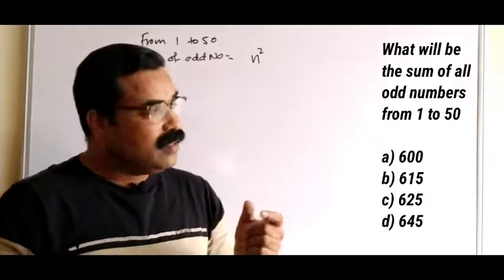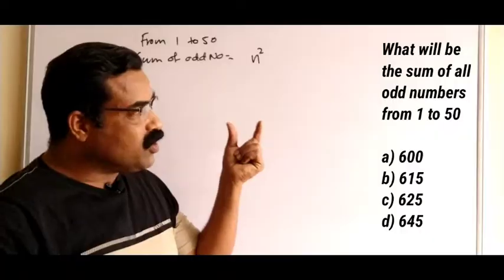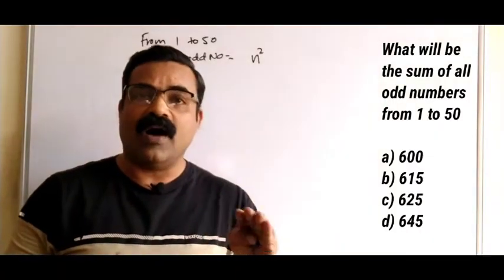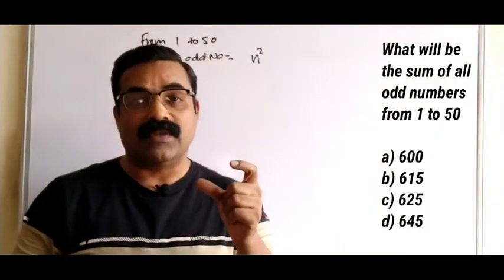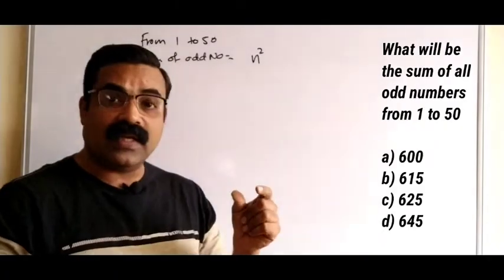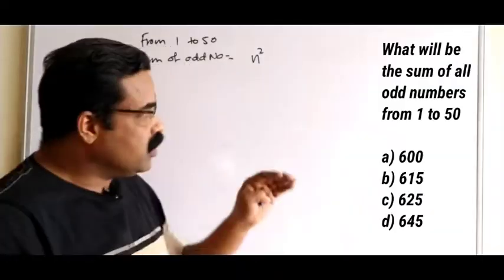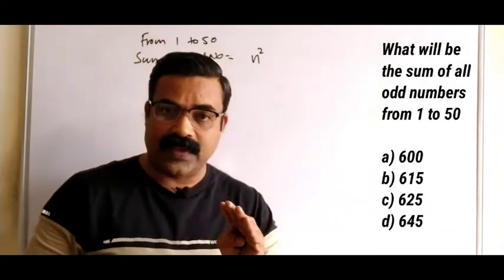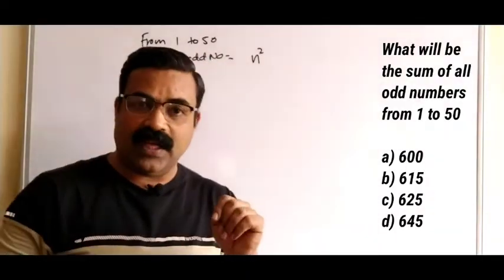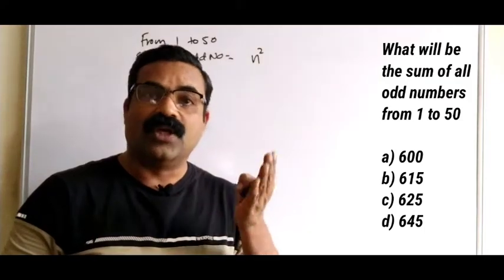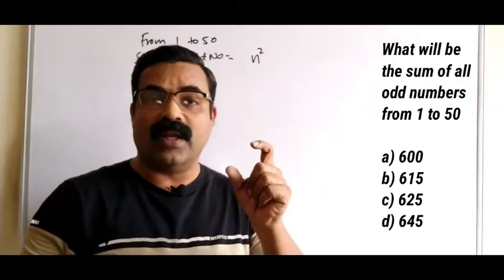To find that, what is the last number? 50. Take the half of 50. That many odd numbers will be there. If the last number is an odd number, then take the half of the next even number. Here the last number is 50. What is the half of 50? 25. So 25 odd numbers are there.